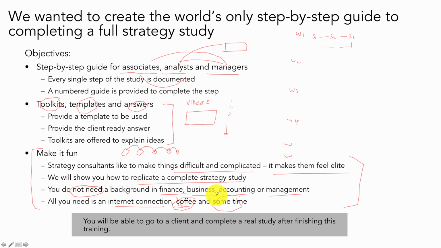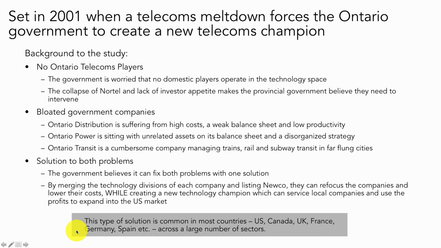What are we trying to do here? At the end of this, we want you to be able to go to a client and complete a real study after finishing this training. That is our objective. It's not to give you an oversight of management consulting. It's not to give you an overview. It's to teach you how to actually do the analysis so that if you wanted to go to a client after this, watching the study, you should be able to do it and complete the analysis.